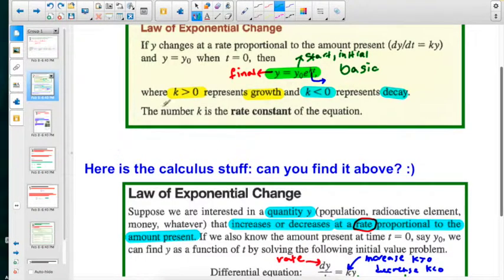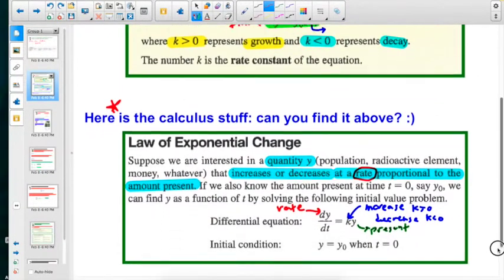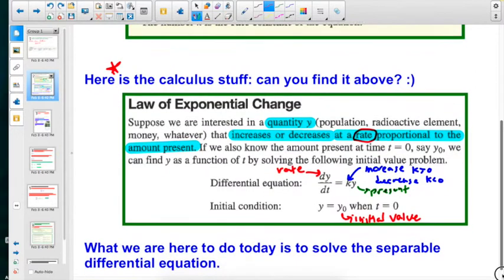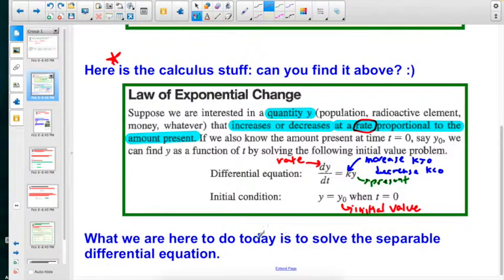So if I asked you the question here, can you find the calculus stuff above? The calculus stuff above is right here. That's our differential expression that we're going to learn to take the antiderivative of. And so we can see this initial condition here that I was talking about a little earlier, where we have this as the initial value. And that again should have new significance to you since we've solved several differential equations with initial condition problems. So what we're going to do here today is to solve that separable differential equation.